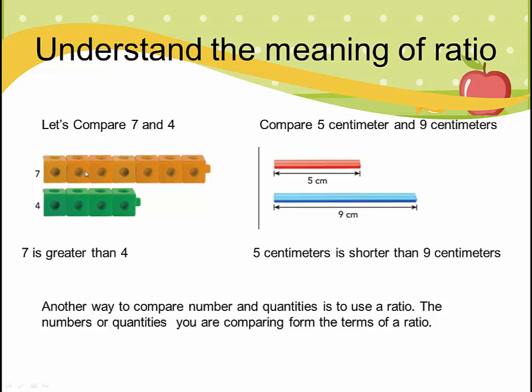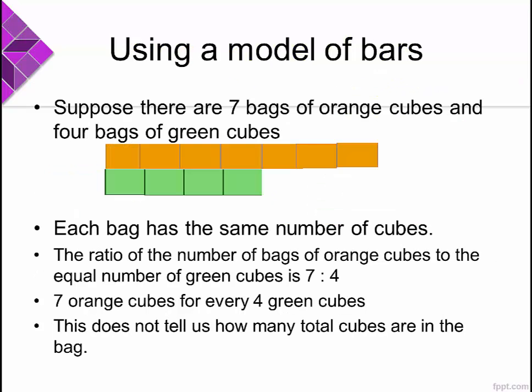We can see with these Cuisenaire rods that 7 is greater than 4. And when we compare 5 centimeters and 9 centimeters, we can see that 5 centimeters is shorter than 9 centimeters. So another way to compare the quantities is to use a ratio. The numbers or quantities you are comparing form the terms of the ratio.